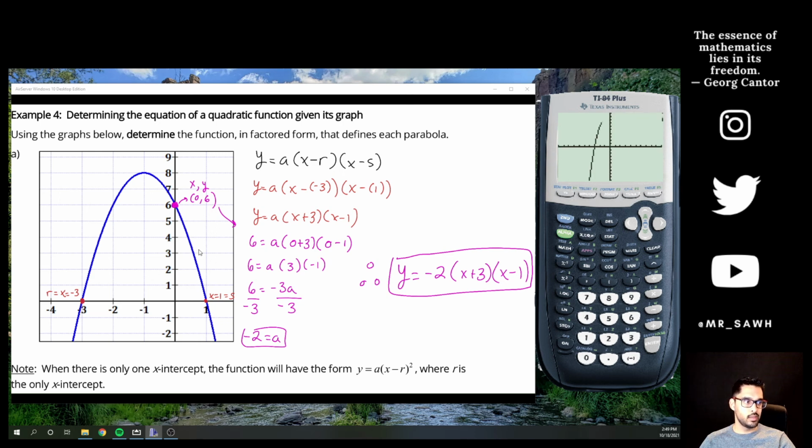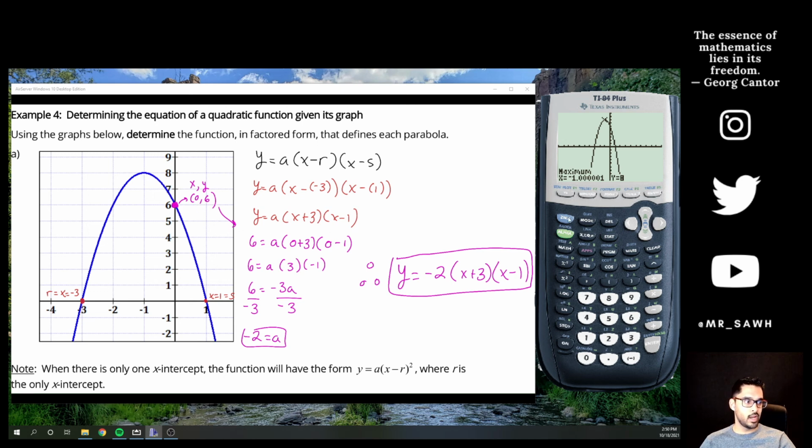And you'll see the same thing. Let's just go calculate the vertex. It should be at -1, 8. So second trace, option 4 is maximum. Go left side, then right side. Enter, enter. -1 and 8. Exact same vertex as this picture, so I know I've done this correctly.